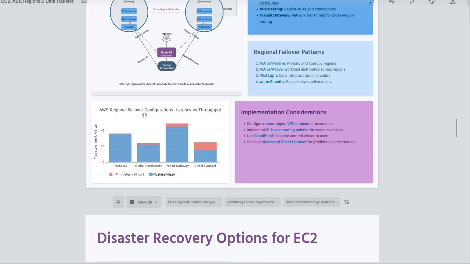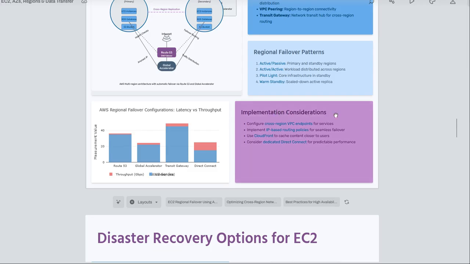So AWS regional failover configuration: throughput and latency are the measurement values. Route 53, Global Accelerator, your Transit Gateway, and Direct Connect: this is how you use these to help you with throughput versus latency.